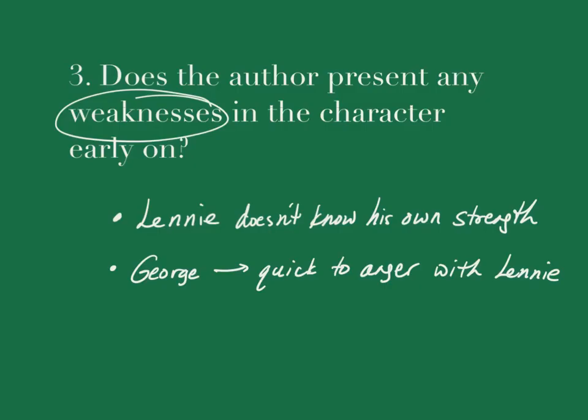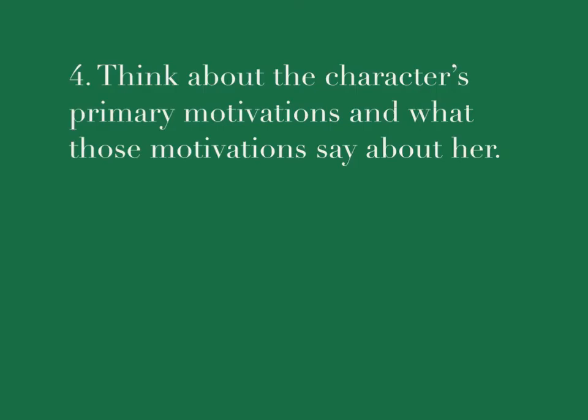George, on the other hand, in chapter 1, we see that he is quick to anger with Lenny. And he treats Lenny poorly. He's frustrated. It's understandable, but he is quick to anger. In chapter 6, he tells Lenny that he's never been angry with him, which is his way of telling Lenny that he loves him. But that wouldn't have the same impact in chapter 6 if Steinbeck hadn't set it up in chapter 1. So the way he presents weaknesses in characters early on in the book will have ramifications throughout the book.